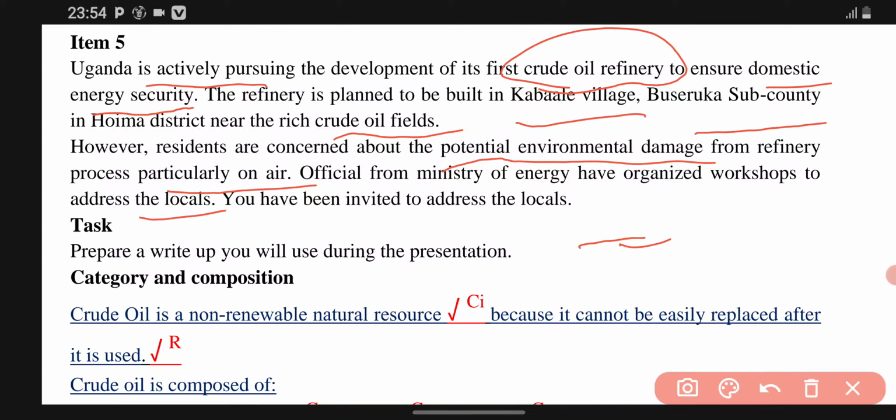The task. Now they are saying prepare a write-up you will use during the what? The presentation. So remember what I told you.